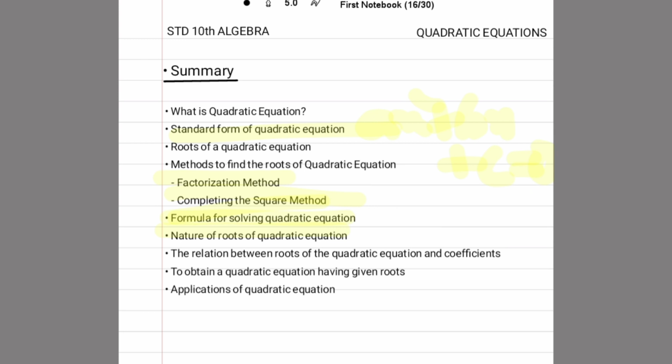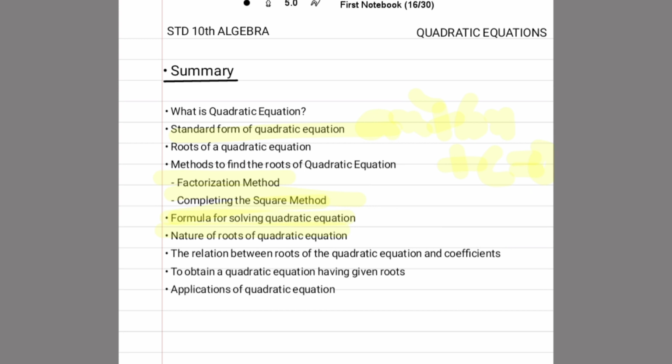Now the nature of roots of the quadratic equation depends on the value of b square minus 4ac, right? If the value of b square minus 4ac is 0, we get real and equal roots, right? Next, if the value of b square minus 4ac is less than 0, we get roots which are not real, right? If the value of b square minus 4ac is greater than 0, we get the roots as real and unequal. So these are the three conditions which we learned in the nature of roots of a quadratic equation, right?